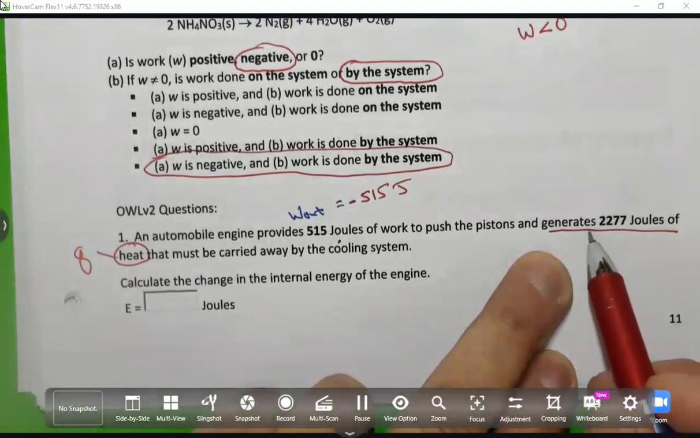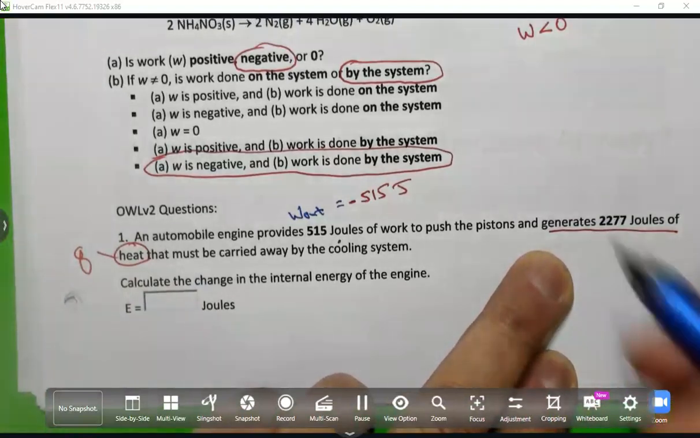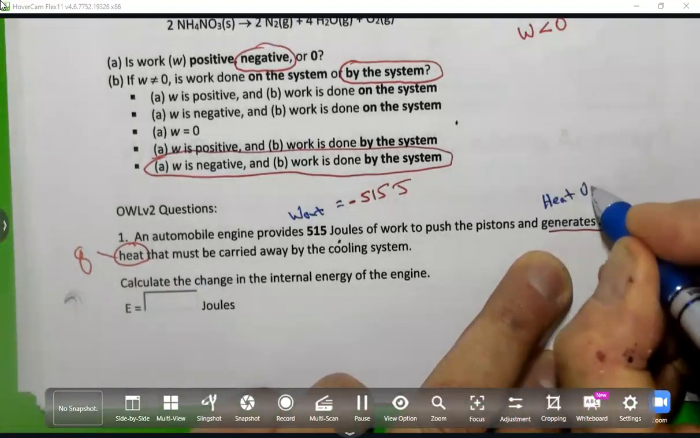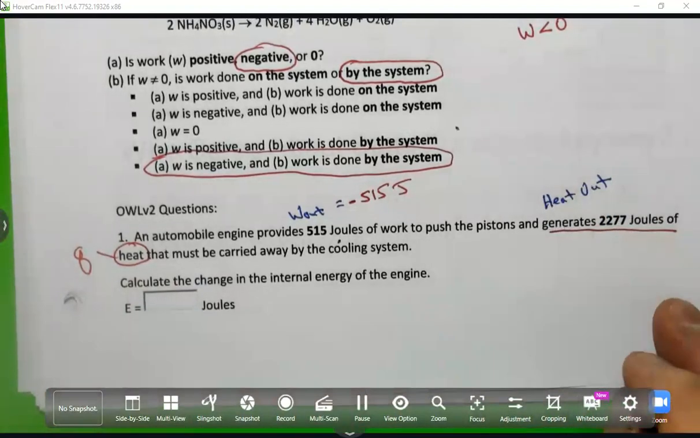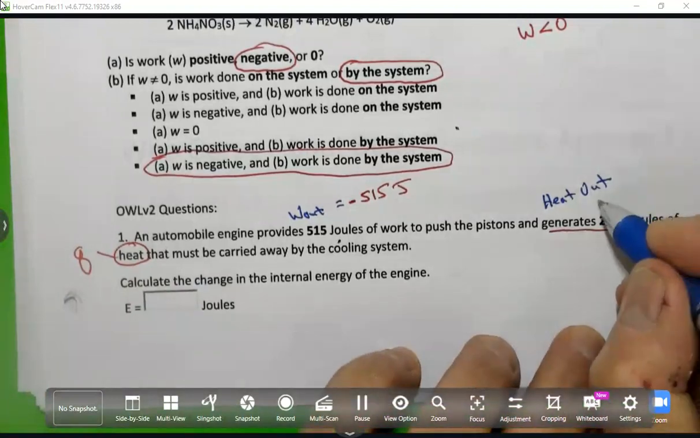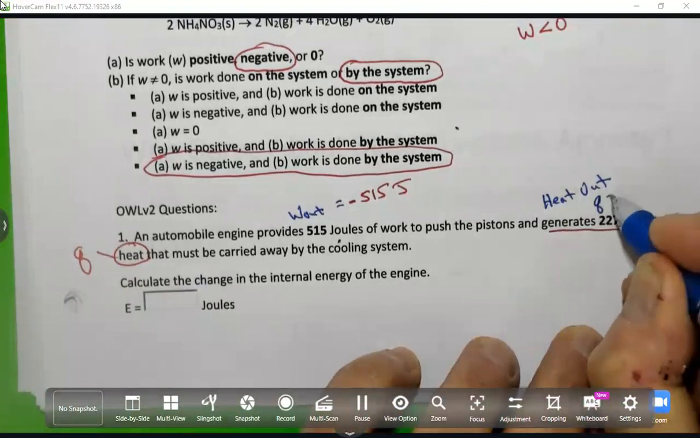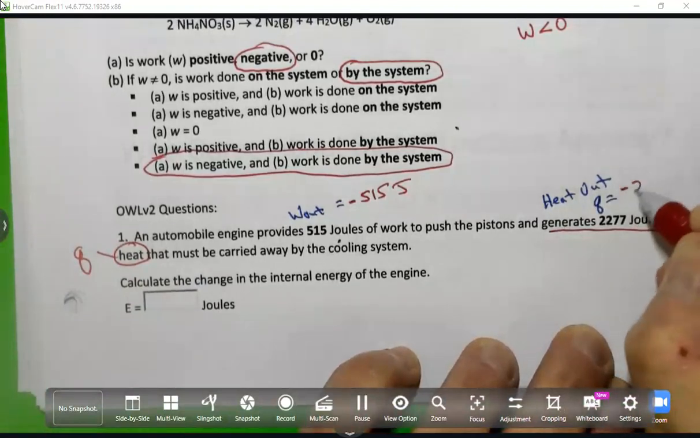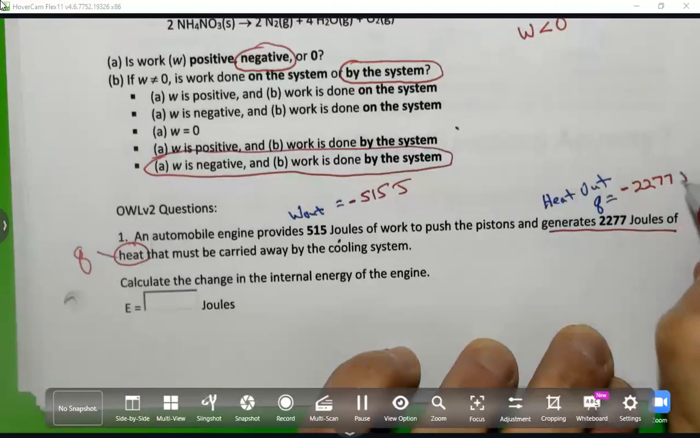You're going to get heat out. This is what your engine does. This is why you have a radiator there. You know you're going to get heat out. And if you have heat out, if we look up above, that means Q is equal to negative 277 joules.